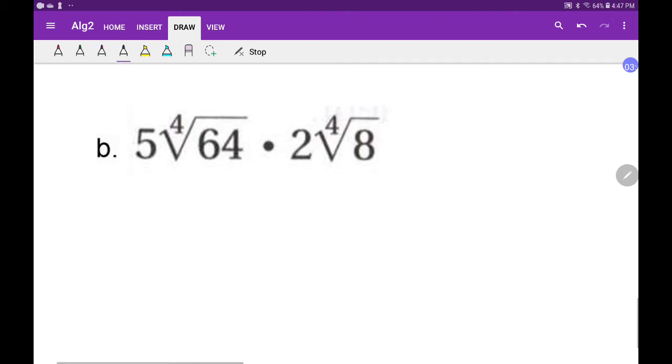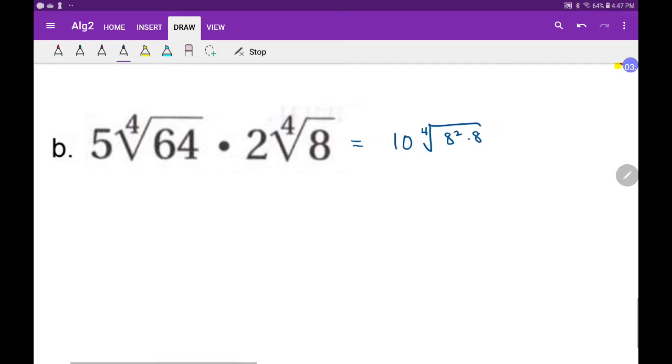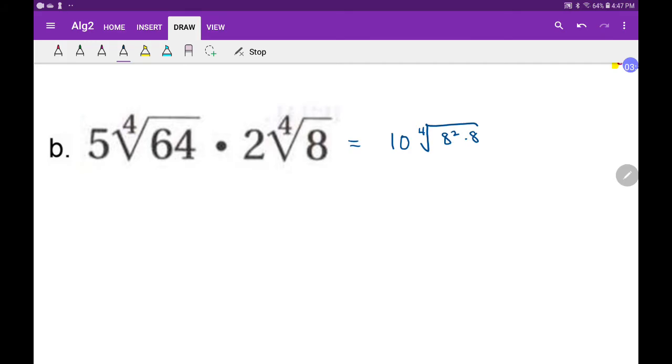So let's take a look at this. We have 5 times 2 is 10. And then I can combine the things under the 4th root. And let me just say 8 to the 2nd power times 8 to the 1st power. That doesn't work out as nicely as it could, but let's think about this. I just happen to know 8 times 8 is 64, and I really don't want to multiply them together. I want to go the other way. I'm looking for groups of 4.